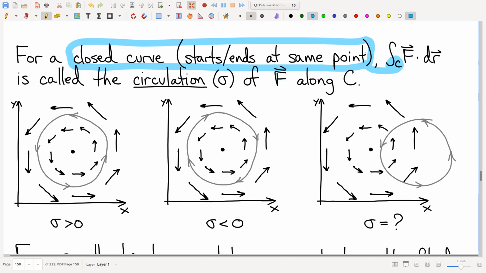So anyway, the big idea there is if we've got a closed curve, for example, let's look at this closed curve here. Let's say it starts there and it goes around in the direction that's indicated and it ends right back where it started.